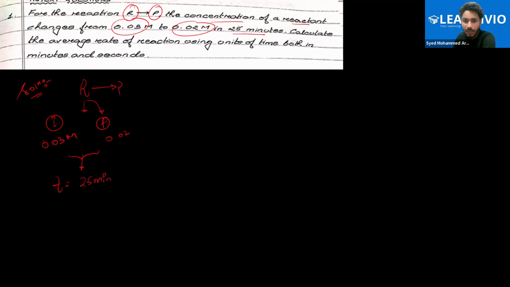Fine. Now calculate the average rate of a reaction. So in order to find the average rate of a reaction, what you need to do is just write like this. This is the rate of a reaction. Calculate the average rate of a reaction using the unit of time both in minutes and seconds.